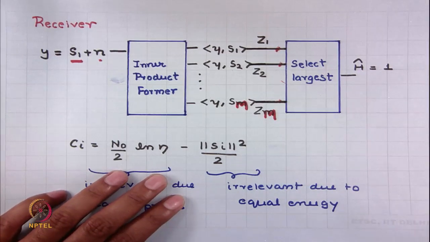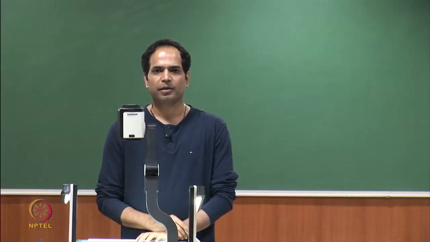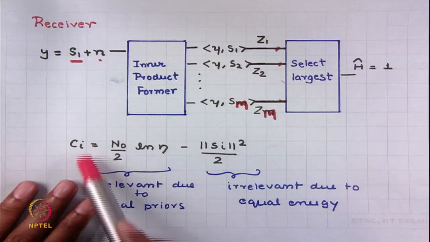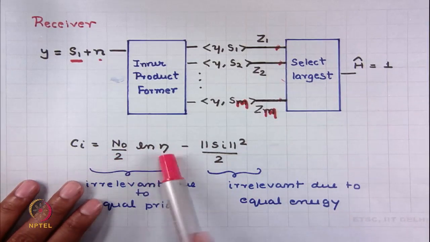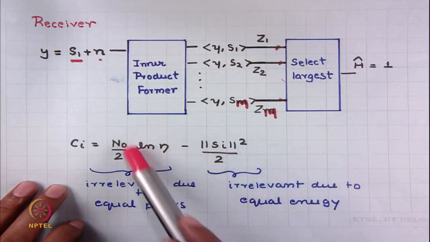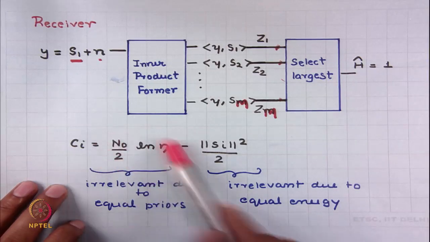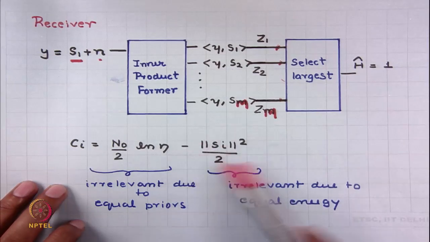So, when we discuss this M array detector, we had this bias also at this point, but now we have got rid of this bias. Why is that? Remember that this bias looked something of this form. This term in the bias dealt with the signals which are with different priors, and because we are assuming all signals have equal a priori probability, this term is 0, and if we assume that all signals have equal energy, then this term is also irrelevant.